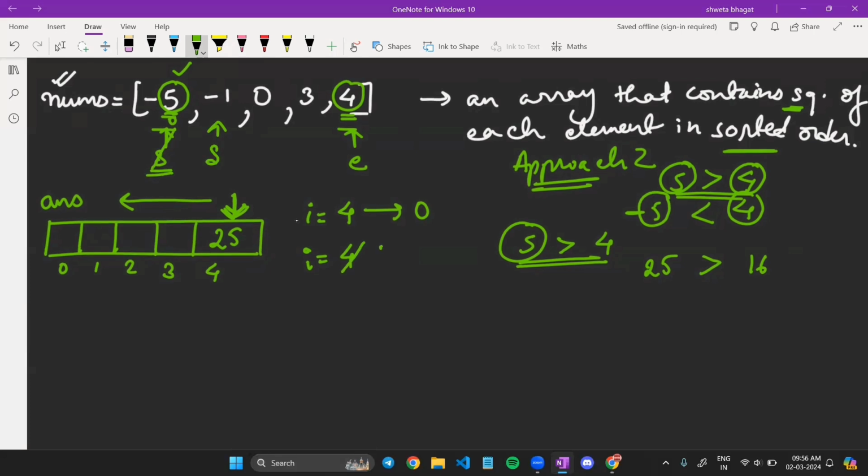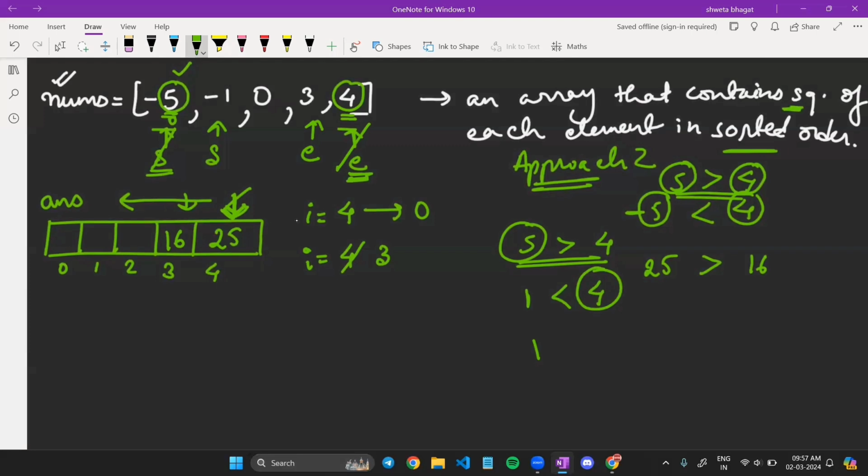Now what will happen? Our I will get decremented to 3. So this pointer is now here. Now we'll check that the absolute value of -1 is 1. And our end is at 4. So here 4 is greater than 1, right? That is, the value at end is greater than the value present at start. So what we'll do? Here we will place the square of 4, which is 16. Okay. And since the value present at end was greater, we will decrement end. So we'll have end over here.